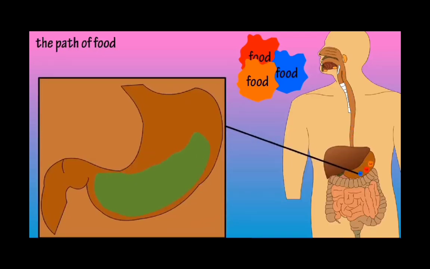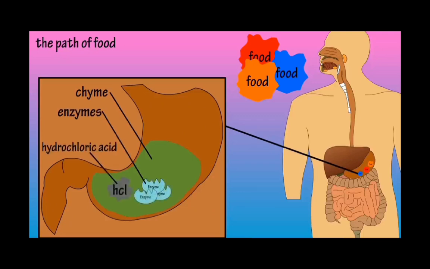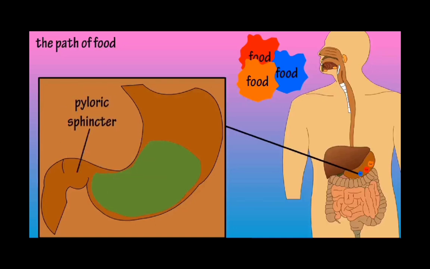Here food is churned and mixed with gastric juices to form chyme, which is a soupy-like mix. The gastric juices include digestive enzymes and hydrochloric acid, which helps break down food further and also kills potentially harmful bacteria. There is a ring of muscle near the end of the stomach that is called the pyloric sphincter. This muscle opens at intervals to allow small quantities of the chyme to enter the first part of the small intestine, the duodenum. Small quantities are released to avoid overwhelming the small intestine's digestive processes.